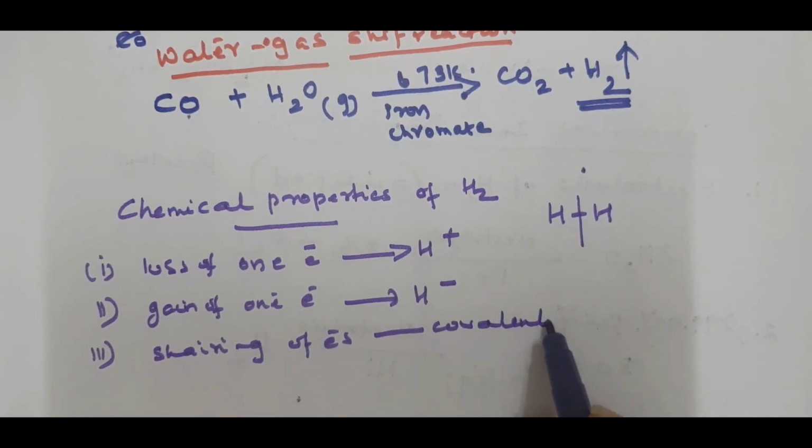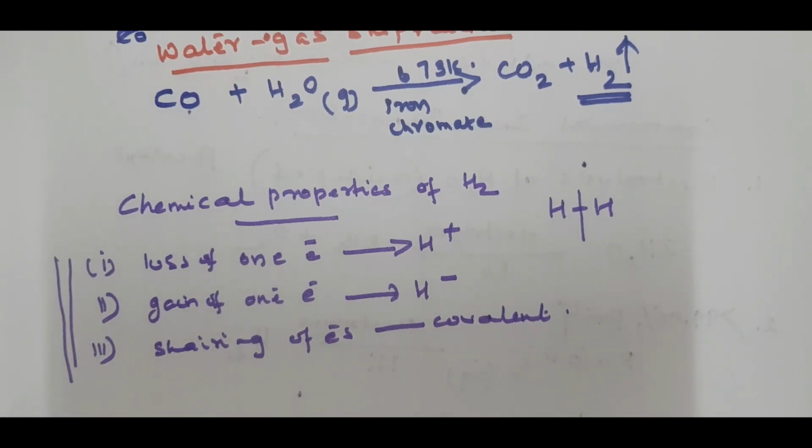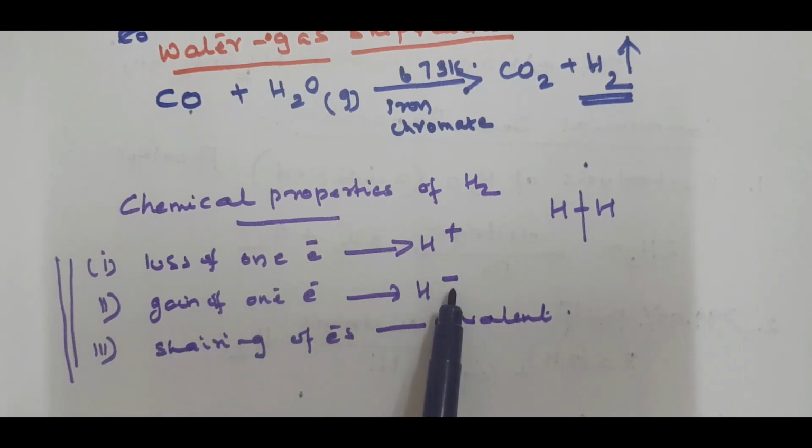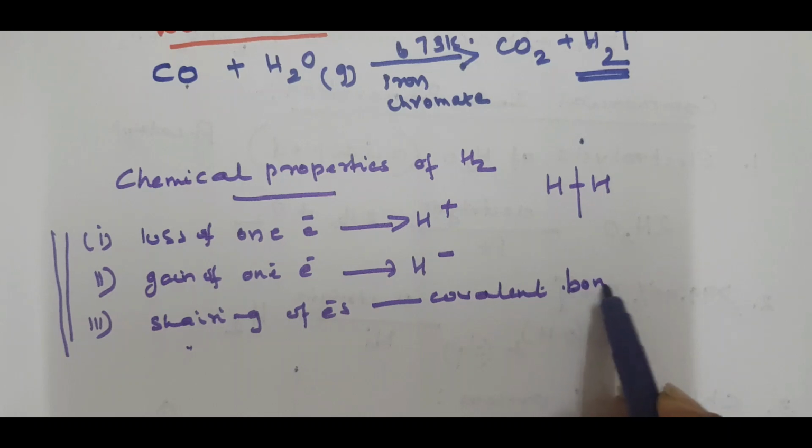So mainly there are three possibilities for chemical reactions to happen in hydrogen. The first possibility is it can lose one electron to form a positive ion, a proton. Then it can gain one electron to form an H minus ion. And the third is sharing of electrons to form a covalent bond. That means only a single covalent bond can happen.